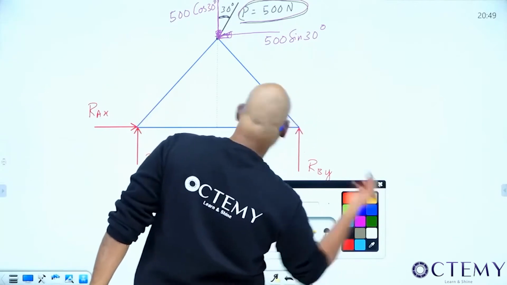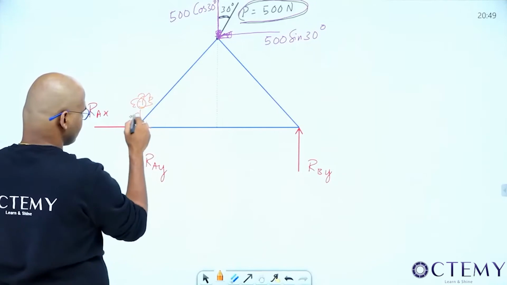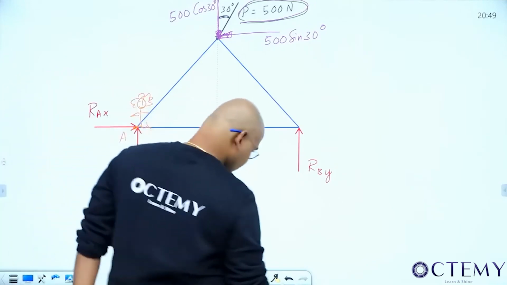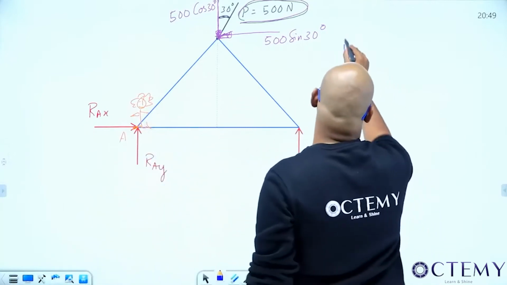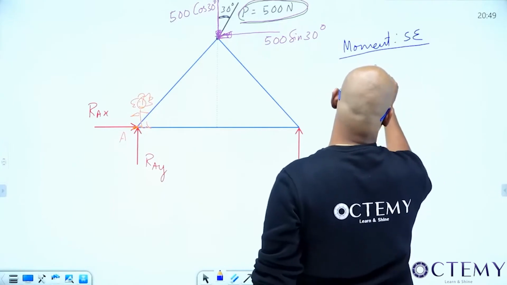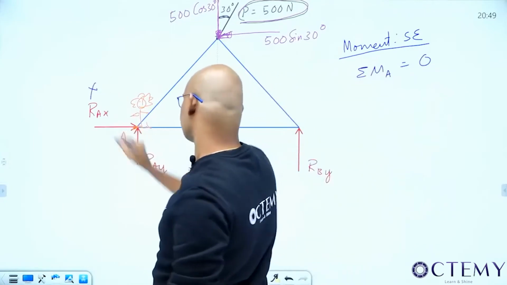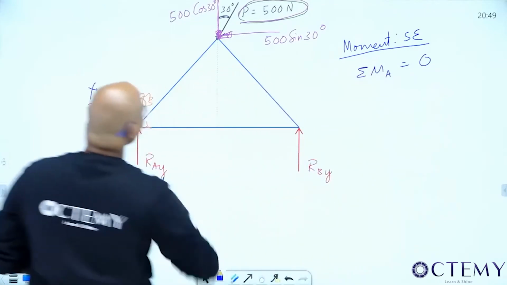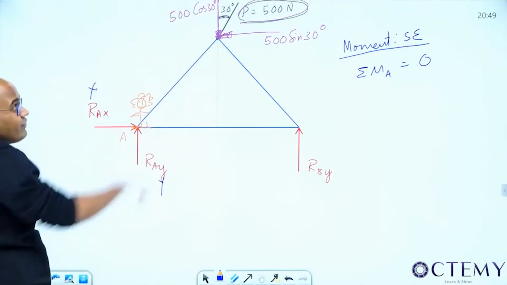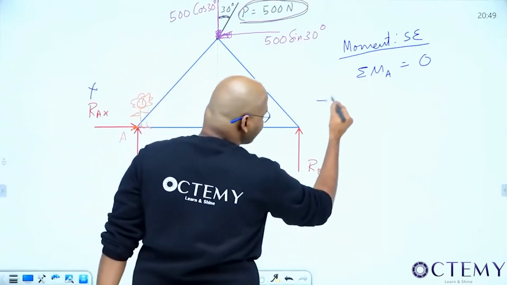What's the best thing? We already found out. What's that? Go and sit at A. Happily sit at A. Now, with respect to this point A, write down what? Moment. Static or dynamic? Static. So moment, static equilibrium, sigma M with respect to A is equal to 0. Tell me moment due to RAX, 0. Moment due to RAY, 0. 500 cos 30. Clockwise or anti-clockwise? Clockwise. Clockwise according to us is minus.